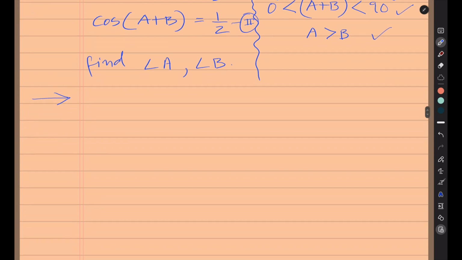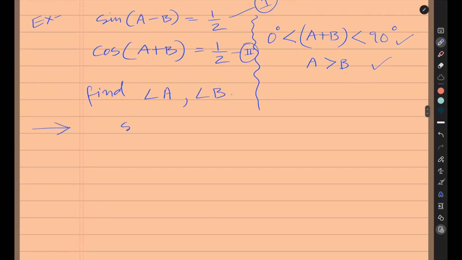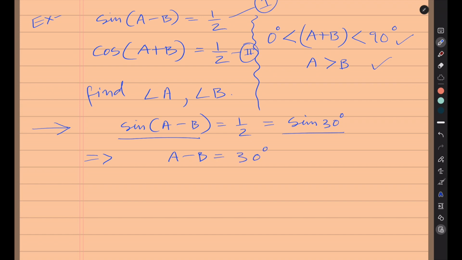Let us take the first equation, which is sine of A minus B is equal to 1 by 2. But you know that 1 by 2 is sine 30 degree. So what does it mean? It means sine of A minus B is equal to sine 30 degree. And in turn, it means A minus B is equal to 30 degree.